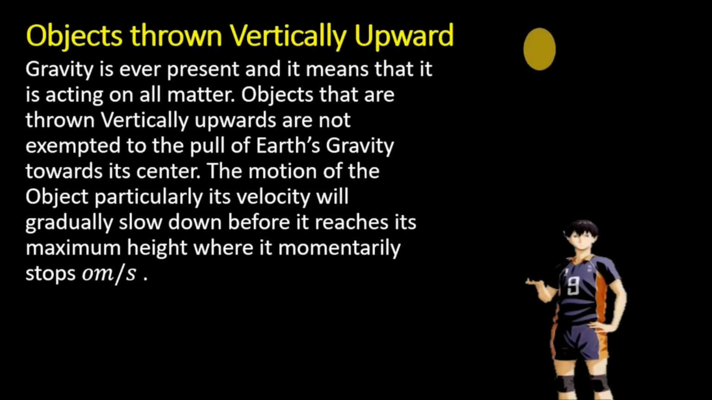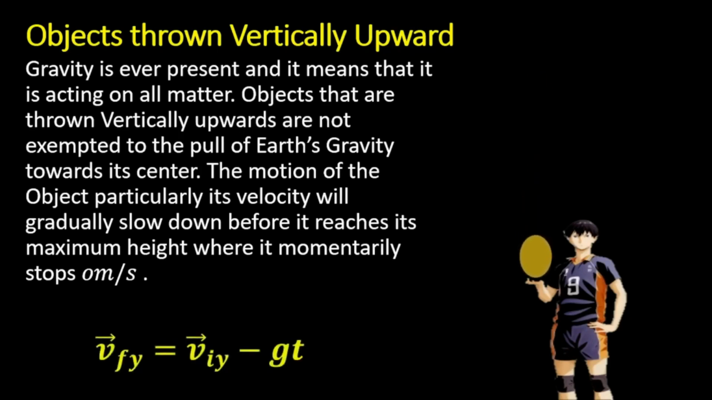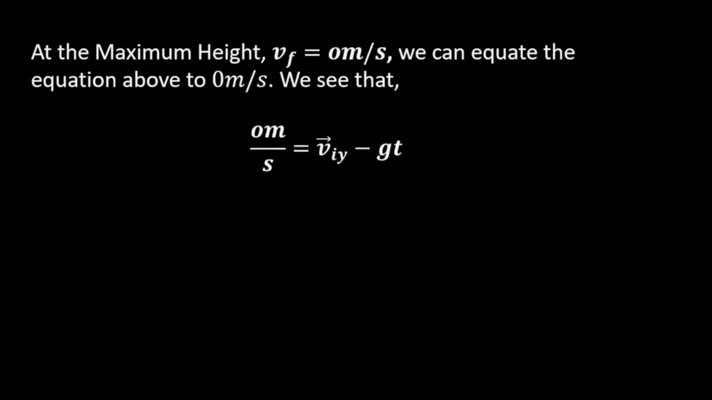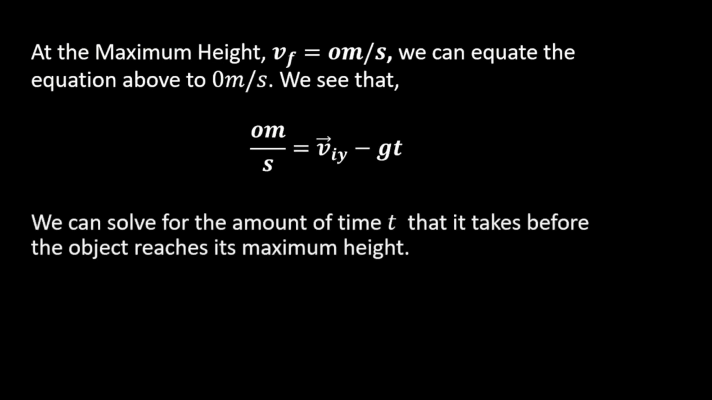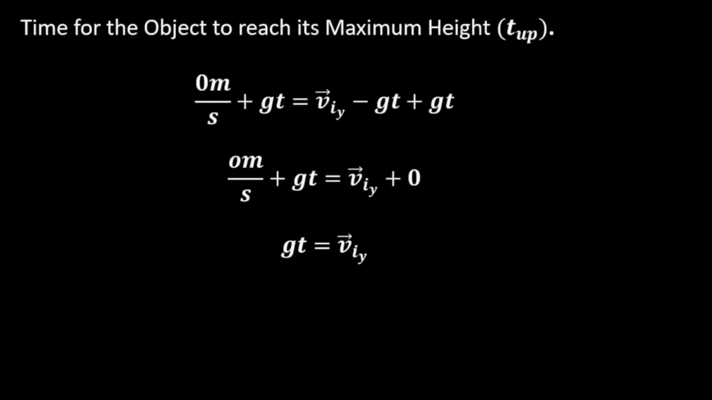We have here the formula for final velocity, which is v sub f along the y-axis is equal to the initial velocity minus gt. At the maximum height, final velocity is equal to 0 meters per second. We can solve for the time it takes for the object before it reaches the maximum height. We see that our new equation is t up is equal to initial velocity divided by g.